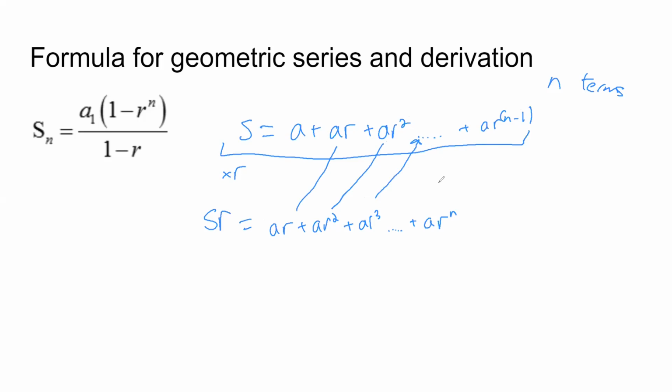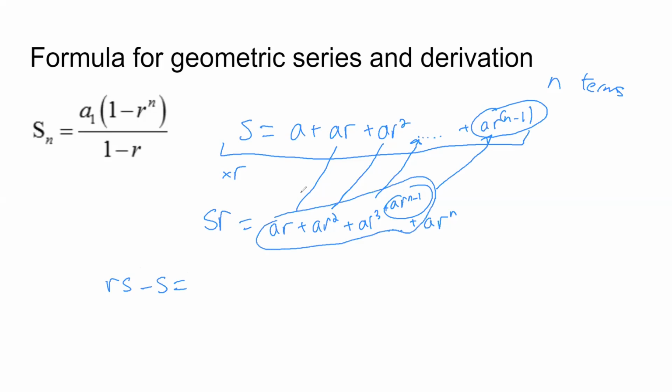So from here, we can notice that we have these corresponding terms here, and there'd be one here too. Our second to last term over here would be a times r to the n minus 1. And then this term here would correspond to this term here. So when we have these corresponding terms, let's try subtracting them. So if we do rS minus S, what we're going to get is, all these terms in the middle are going to cancel out. So then all we're left with is ar to the nth minus a.